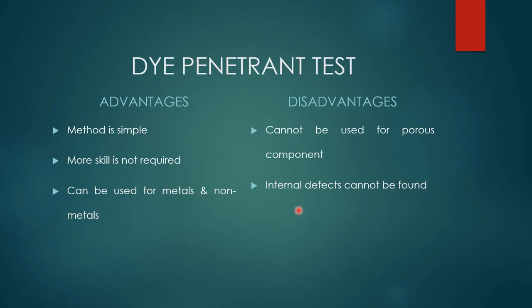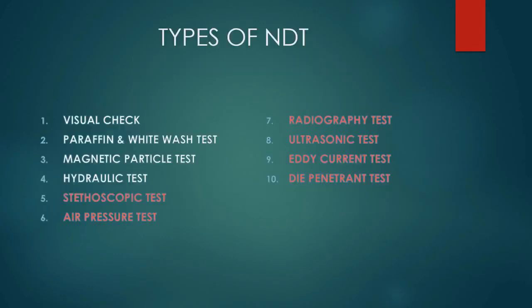This method is simple. More skill is not required. It can be used for metals and non-metals. Then disadvantages. It cannot be used for porous components. And next is internal defects cannot be found. As I have told you earlier, in this test only surface defects are detected. We cannot go through the internal defects.